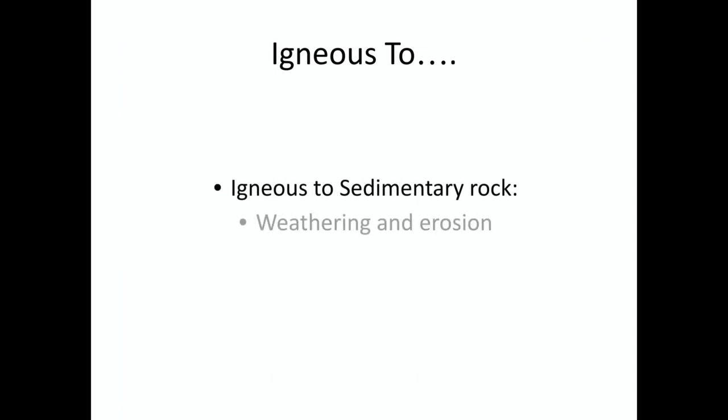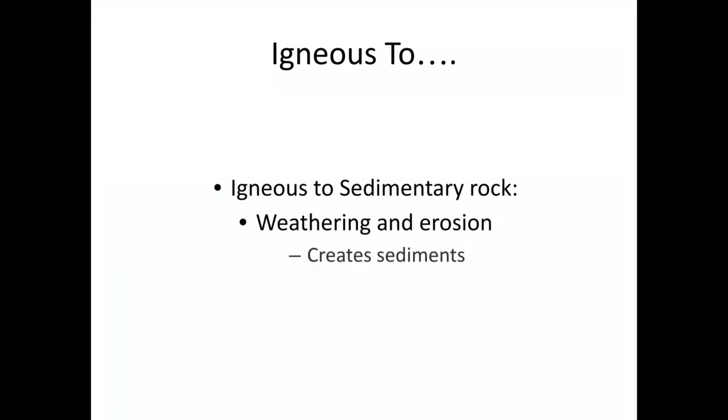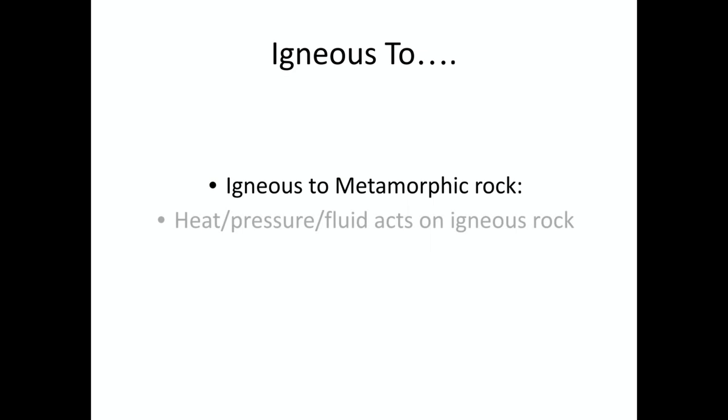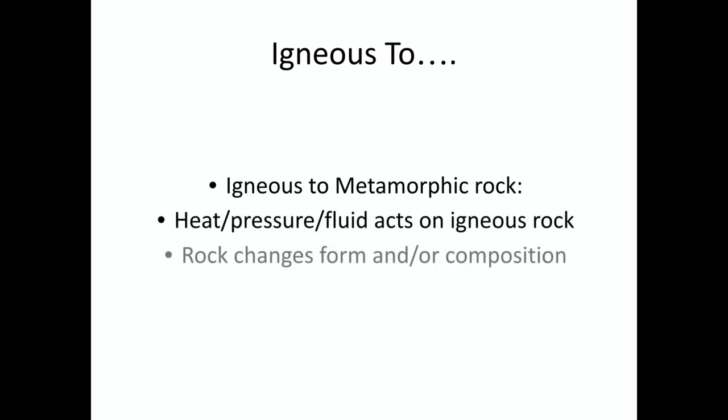Now, igneous rock can become any one of three different types of rock. In order for igneous to make sedimentary rock, it has to go through weathering and erosion. That's going to create your sediments. And then those sediments will go through deposition, compaction, and cementation, and now you've got igneous to sedimentary. Igneous rock can also become metamorphic rock. And the only way to have metamorphic rock created is for heat, pressure, or fluid to be applied. And that's going to change its form or composition or both.